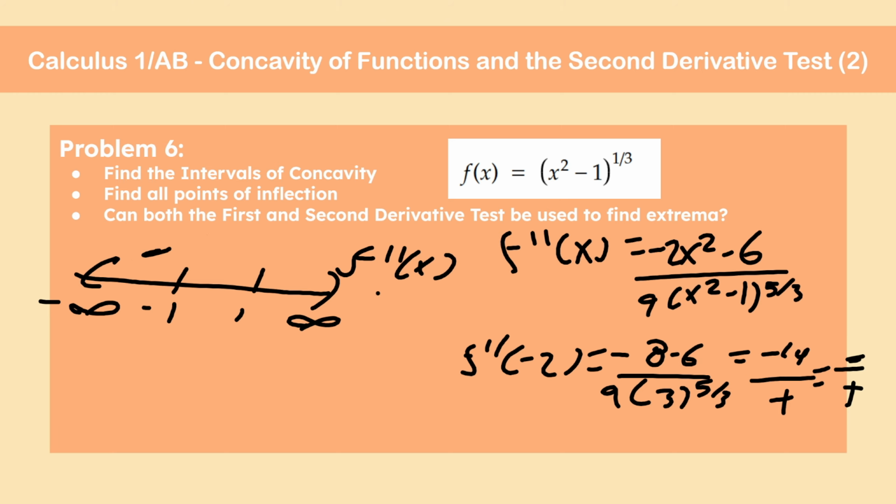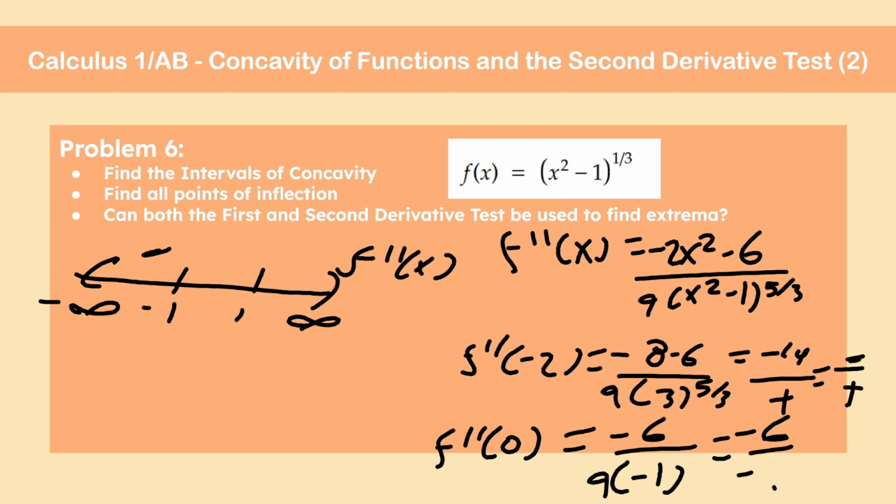And now let's try from negative 1 to 1. So I'm going to plug in the second derivative at 0. So negative 2 times 0 minus 6 would be negative 6. 9 times 0 minus 1, to the power of 5 over 3, would just be negative 1. So now we have negative 6 over negative 9, and that will give you positive 2/3. So this whole interval is positive.